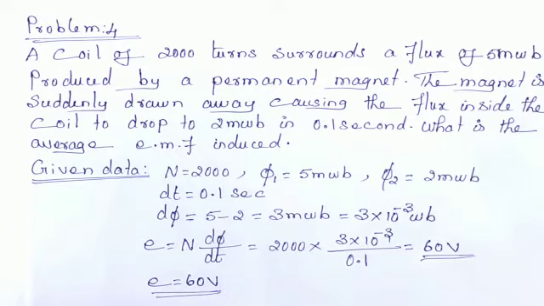E is equal to N dφ by dt. Substituting the values, we get 60 volt.